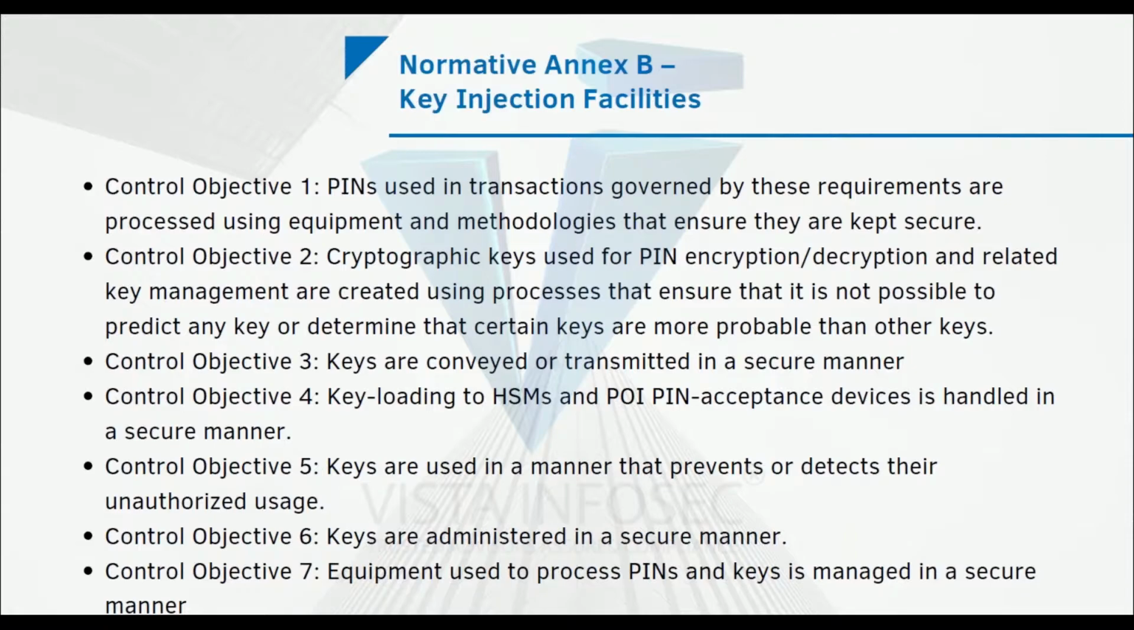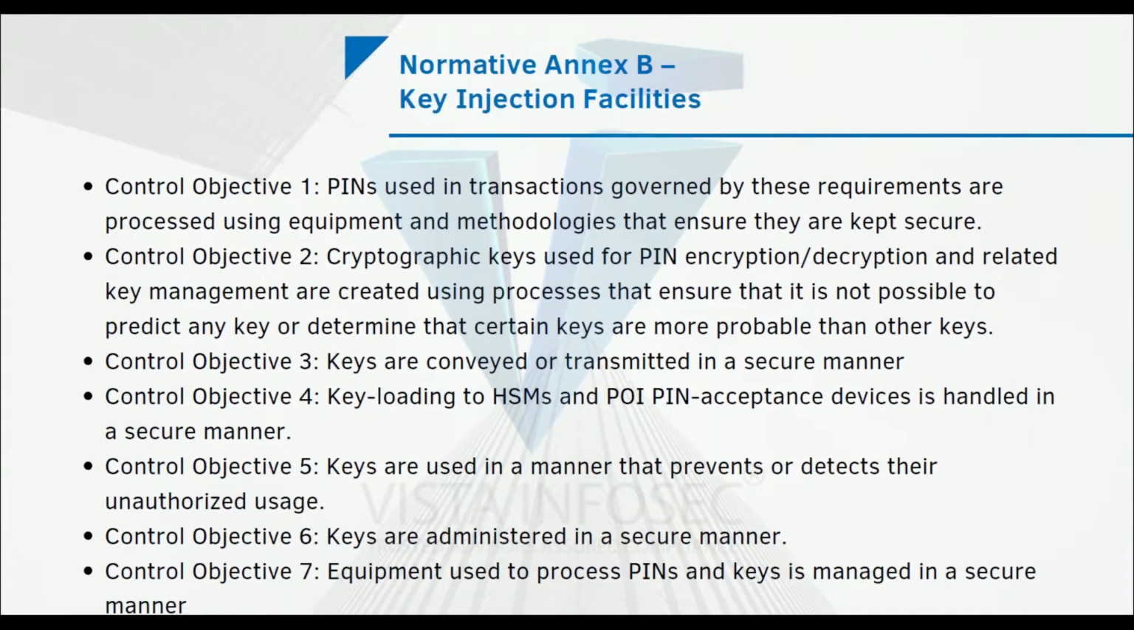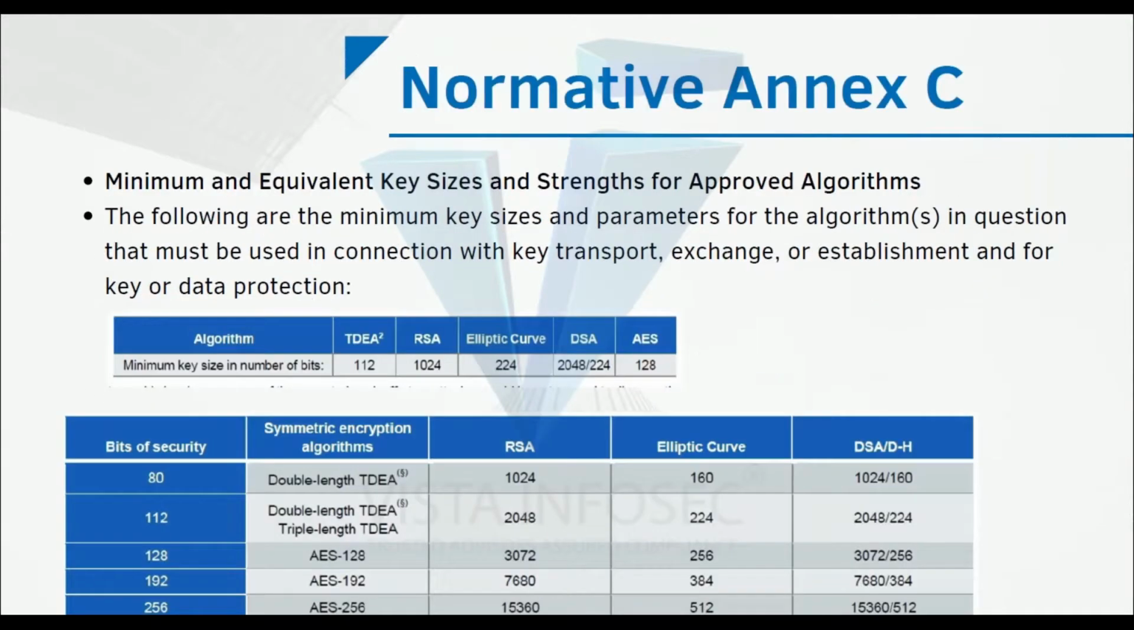Okay, so as you can see, the requirements are there, but 3, 4, 5, 6, 7 are the same, and you can see that over here again. Where is it? So you can see that here also, the control objectives are the same, but the requirements inside are slightly different. And over here again, this is for key injection facilities only. In case you don't have a key injection facility, then this particular annexure is not really applicable. So this is normative Annex C.